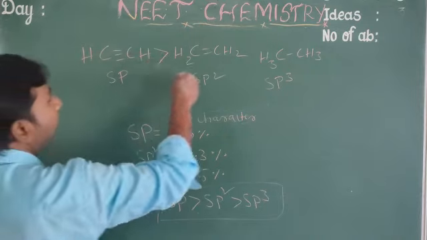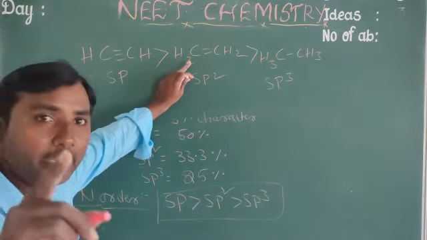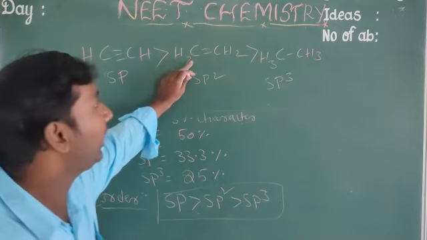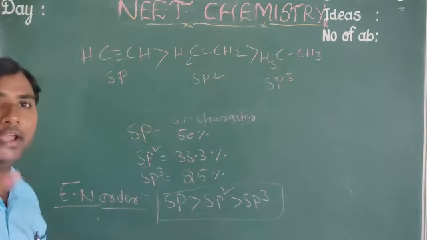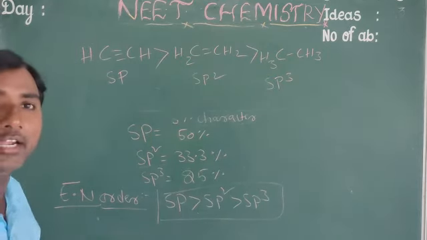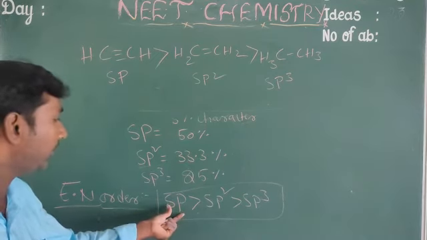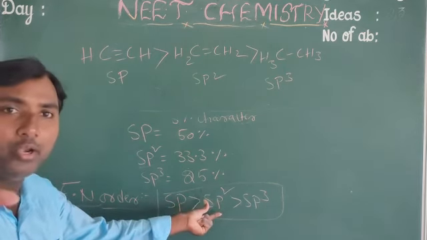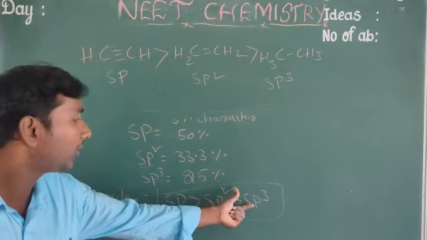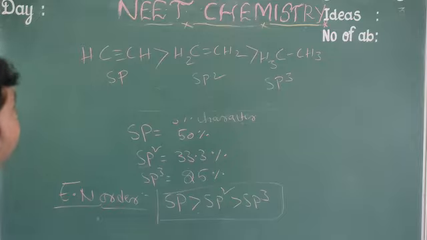That's why the electronegativity order is this one. Acetylene is more electronegative than ethylene. Ethylene is more electronegative than ethane. So, an important point: electronegativity is directly proportional to the s percentage of character. That's why an sp hybridized substance is more electronegative than an sp2 hybridized substance, and an sp2 hybridized substance is more electronegative than an sp3 hybridized substance.